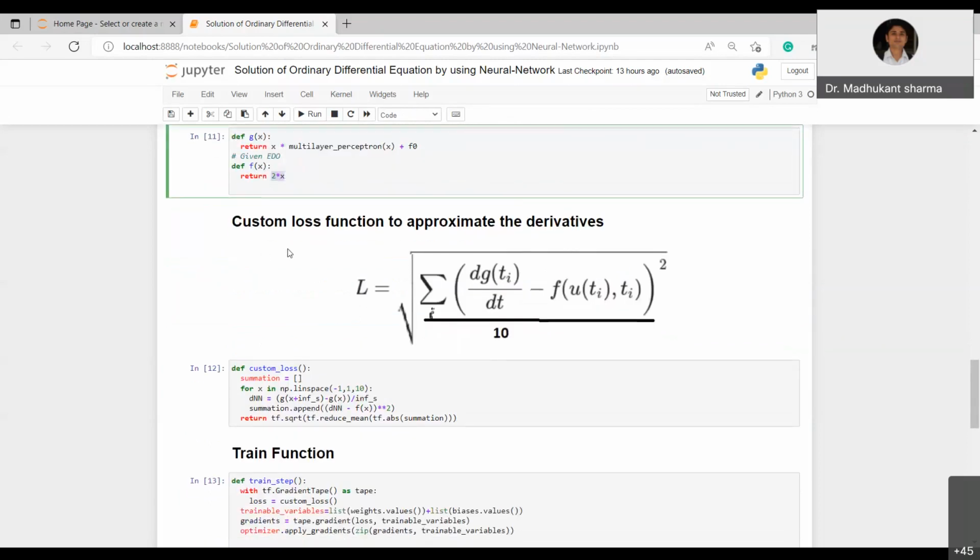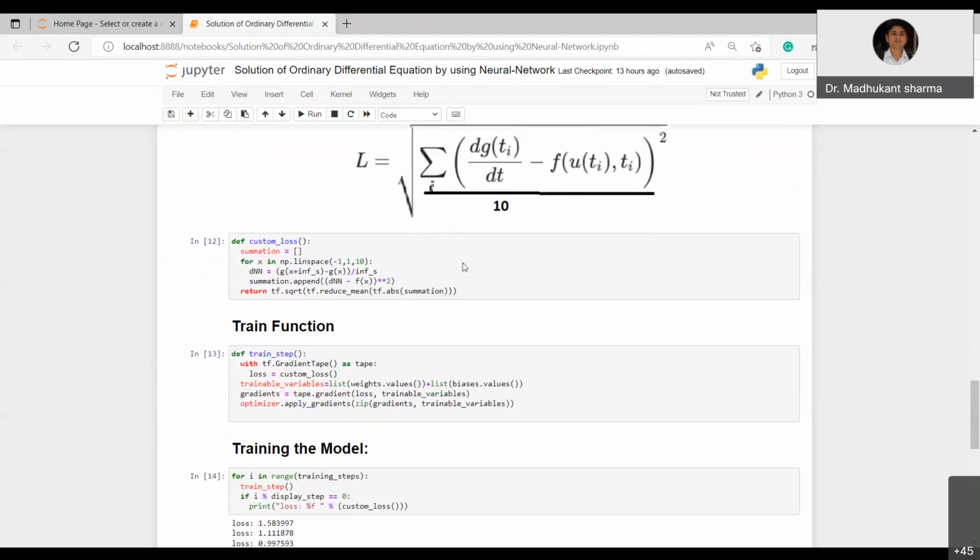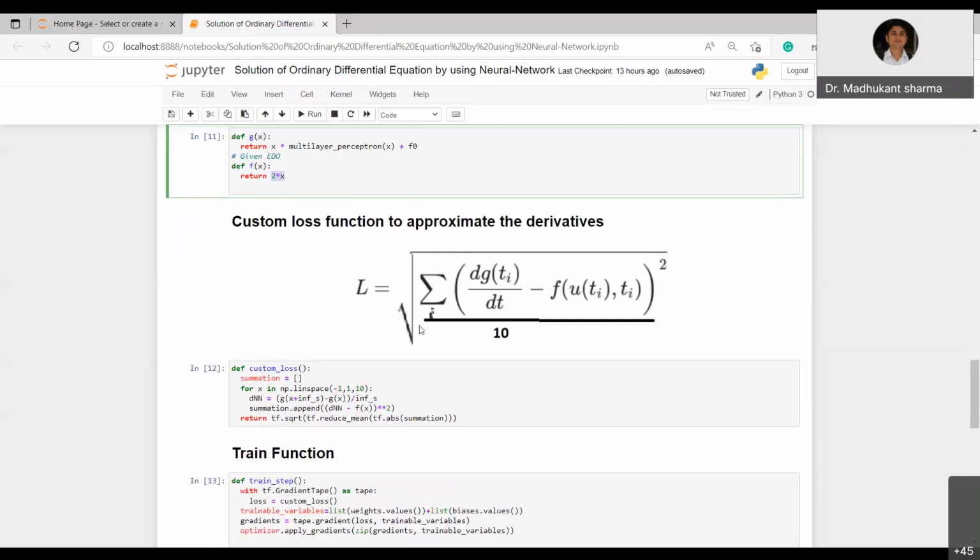So the custom loss will be as follows. L equals the positive square root of the summation of the derivative of g with respect to t minus f, the whole bracket squared, upon 10. I have taken 10 here. This is one average mean. Why am I taking this 10 only? Because I am selecting just 10 points for training our loss function.